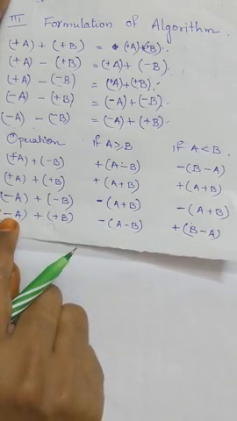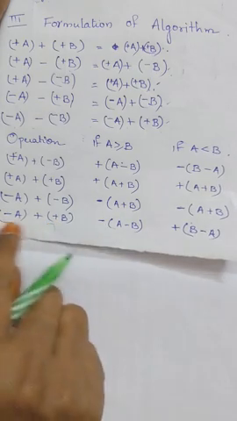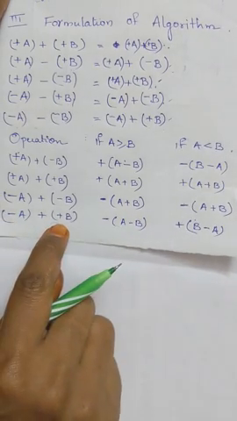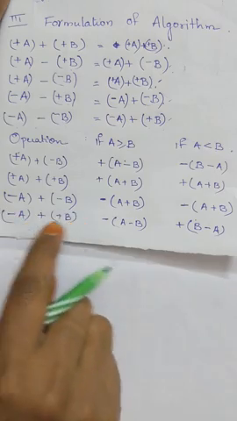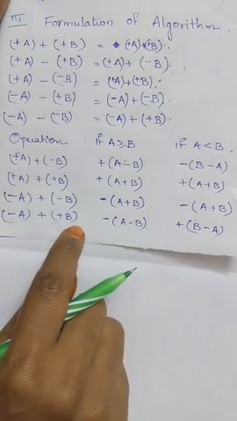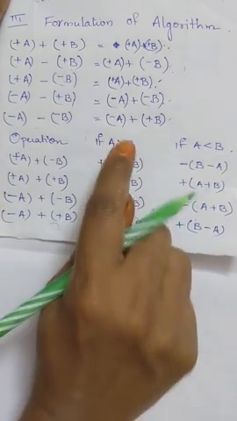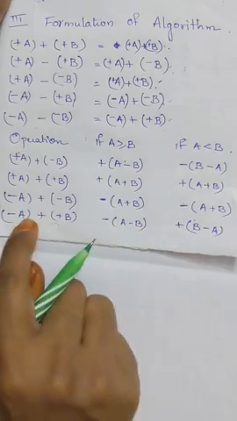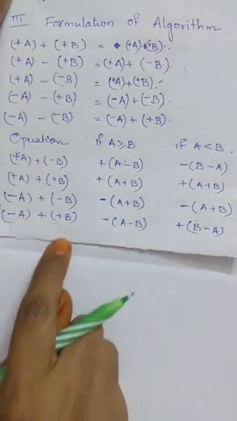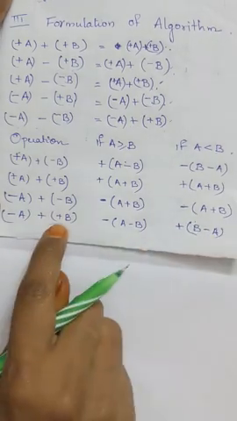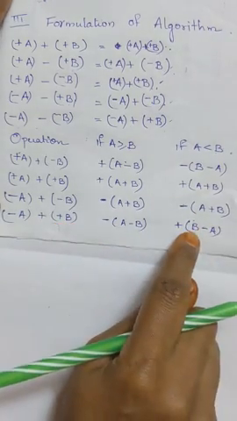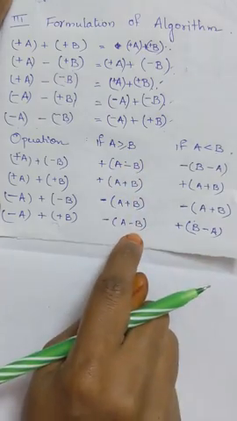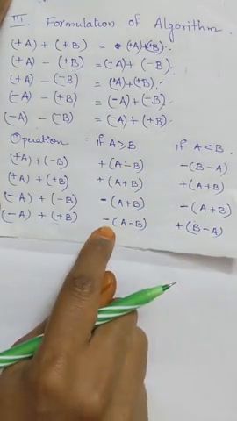Minus and plus, different sign. So what you have to do, perform the subtraction operation. So a minus b, if a is greater than or equal to b, it will be a minus b, and if b is greater than a, it means b minus a, and you have to take the sign of b. If a is greater than or equal to b, you have to take the sign of a.